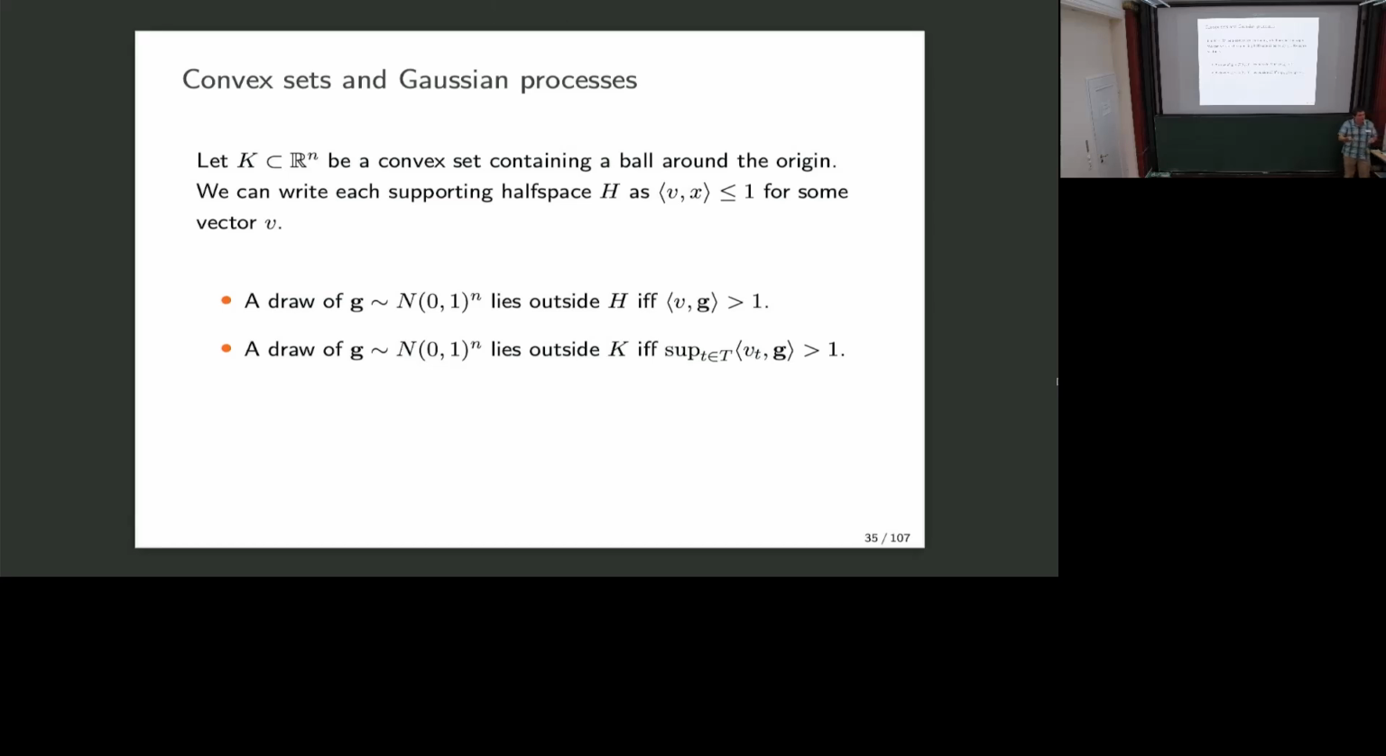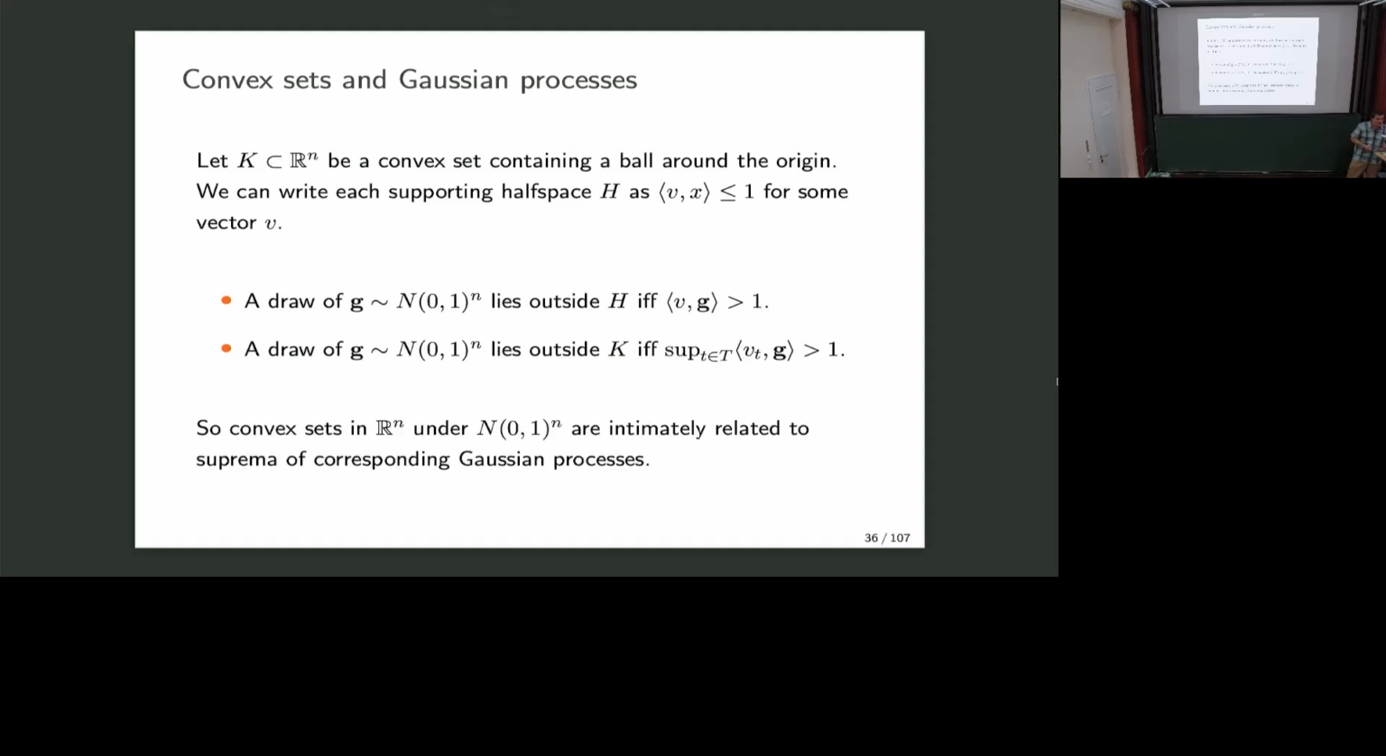Well, if I make a draw from the underlying Gaussian that gives rise to the coordinates of the Gaussian process, that draw lies outside of a single half space if it violates the defining inequality for the half space. And similarly, a draw like this lies outside of the entire convex body, the entire intersection of half spaces, if the supremum of this Gaussian process corresponding to these vectors is at least 1. So hopefully this convinces you that there's a very close connection between convex sets, if you're thinking about the ambient distribution over R^n as being Gaussian, and the supremum of a Gaussian process that's directly associated with these convex sets. So we're motivated to think about Gaussian processes.